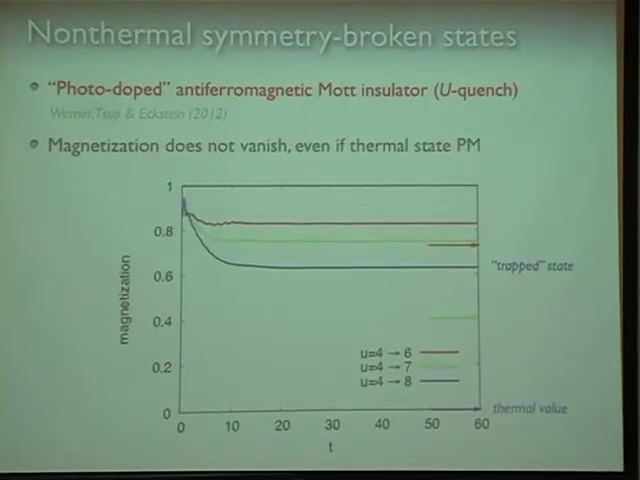So it's quite interesting to see what happens to the magnetization for this quench from 4 to 8. We know that in the long time limit it will be a paramagnetic state, so the magnetization will be 0. But if we look at the time evolution after this quench, you see that the system is trapped in a state which has a very large magnetization. So there's a completely non-thermal state, which has a large antiferromagnetic order.